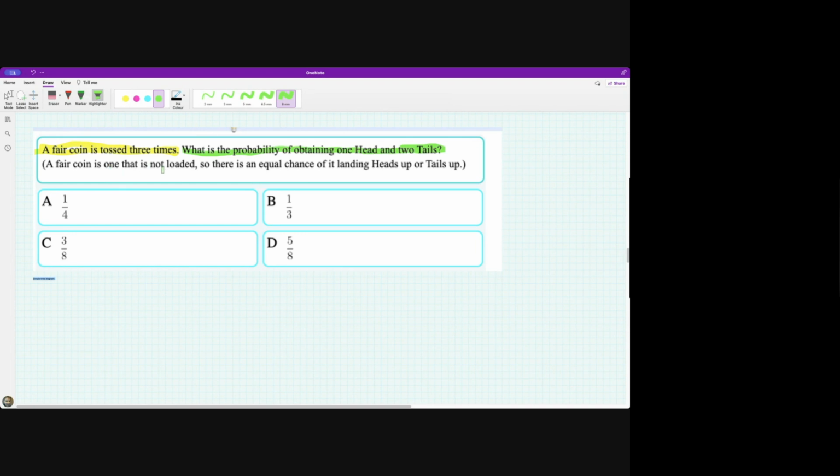A fair coin is one that is not loaded, so there's an equal chance of landing heads up or tails up. So that's just saying it's a 50% chance either way. Why is this question a bit more difficult? Who feels like they can give me some sort of guidance around why this question is a bit more difficult? Or just a comment. What do you think, Atlejan or Kelebogile? What makes this question a little bit more exciting? When I say exciting in inverted commas.